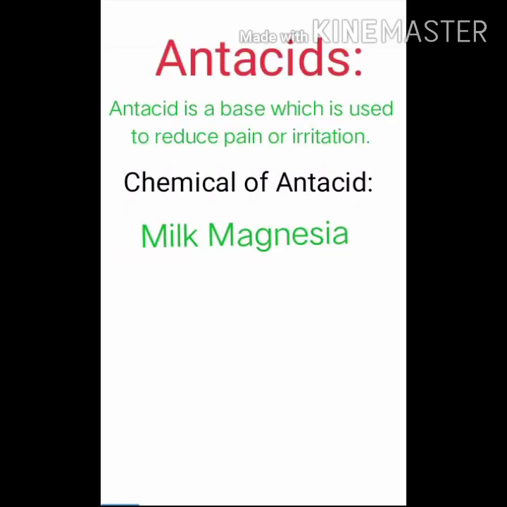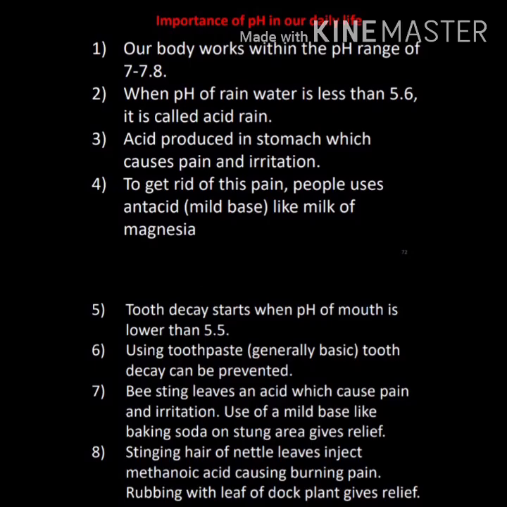Antacids. An antacid is a base which is used to reduce pain or irritation. The chemical present in antacid is milk of magnesia. What is the importance of pH in our daily life? Our body works within the pH range of 7 to 7.8. When the pH of rainwater is less than 5.6, it is called acid rain.